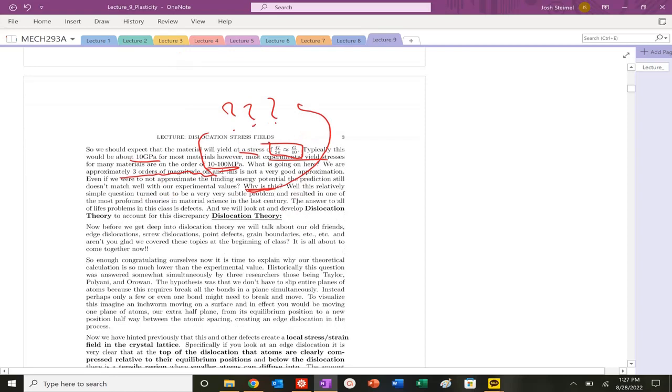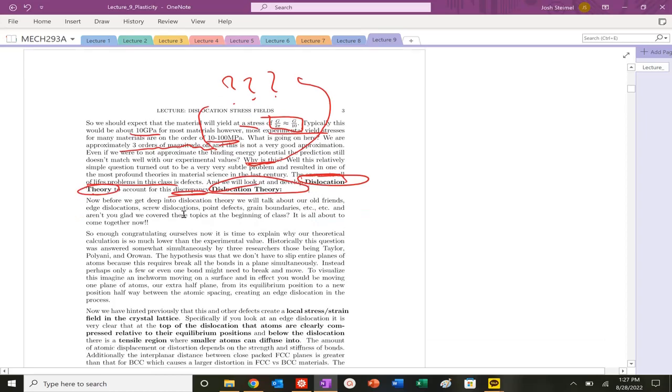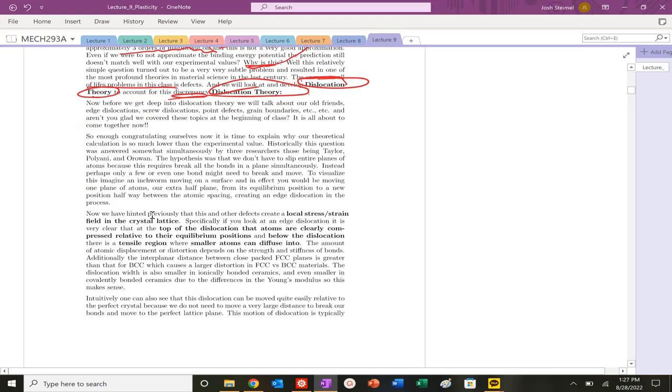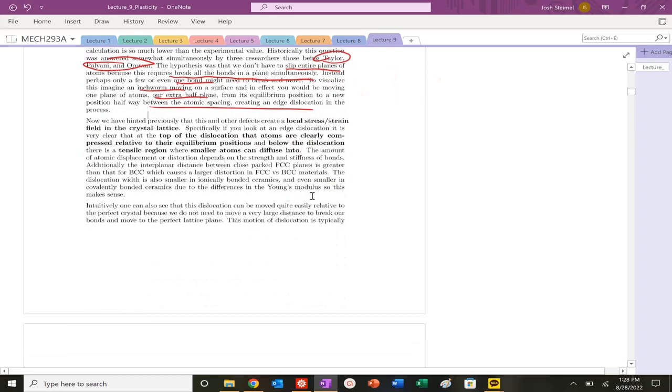It's a question that was profound and stumped people for many, many years. But the answer lies in what everything in this class is about: defects and dislocation theory. We're going to get into dislocations here. We assumed a perfect crystal. Defects explain why materials yield at stresses much, much lower than what is theoretically predicted. Taylor, Polanyi, and Orowan all envisioned this well before it was proved atomistically. So it's easier to break one bond at a time than entire planes of atoms.